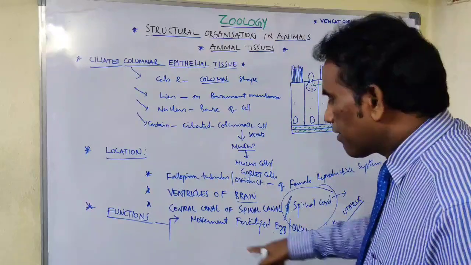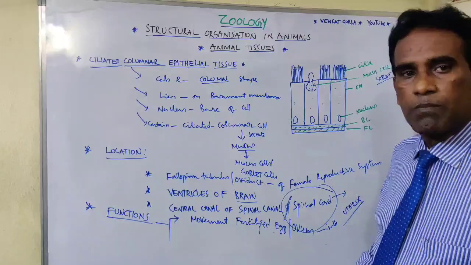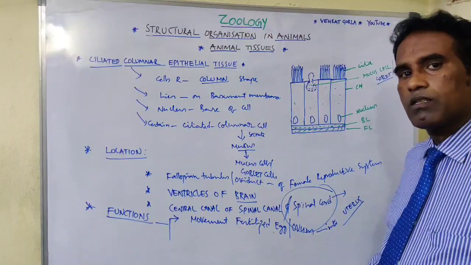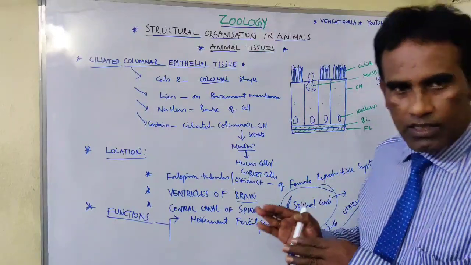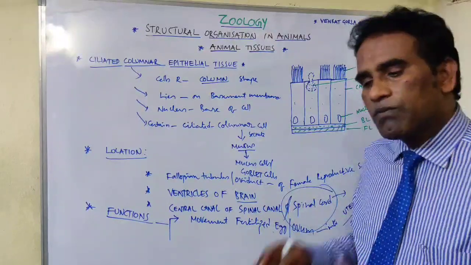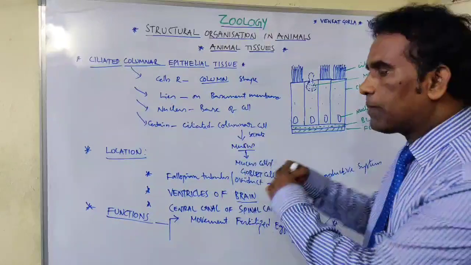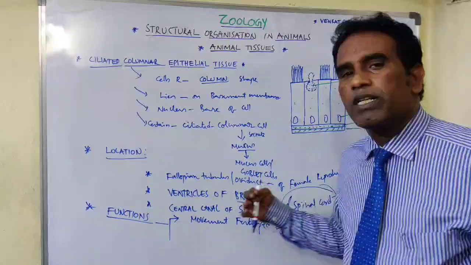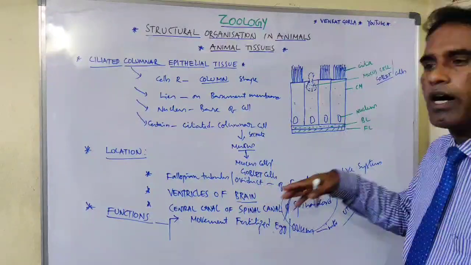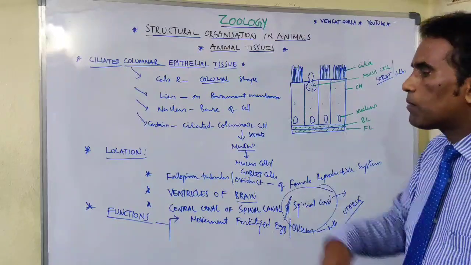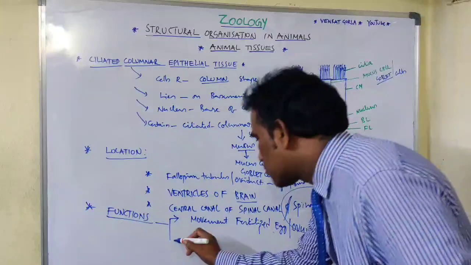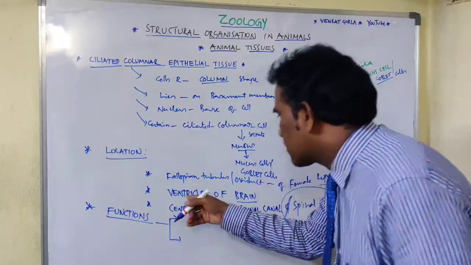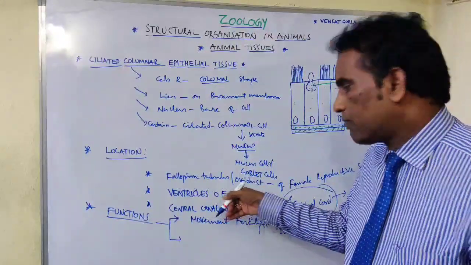Fertilization takes place in the fallopian tubule. Once the ovum is released into the fallopian tubule, fertilization takes place there. Before or after fertilization, the movement of the egg cell in the fallopian tubule into the uterus happens with the help of the ciliated columnar epithelium.